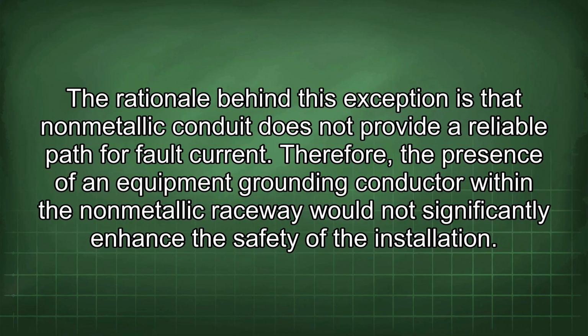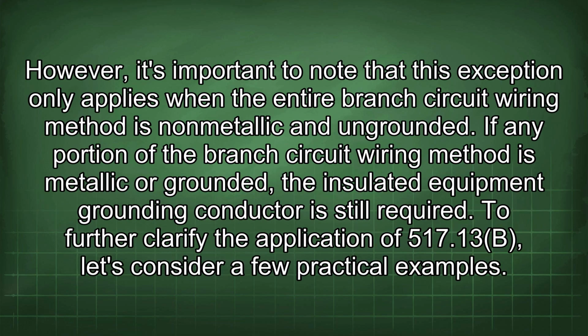The rationale behind this exception is that non-metallic conduit does not provide a reliable path for fault current. Therefore, the presence of an equipment grounding conductor within the non-metallic raceway would not significantly enhance the safety of the installation. However, it's important to note that this exception only applies when the entire branch circuit wiring method is non-metallic and ungrounded. If any portion of the branch circuit wiring method is metallic or grounded, the insulated equipment grounding conductor is still required.